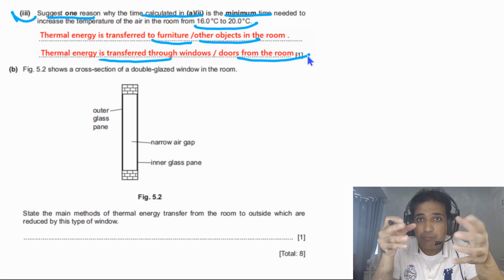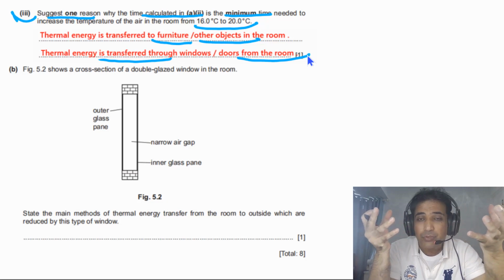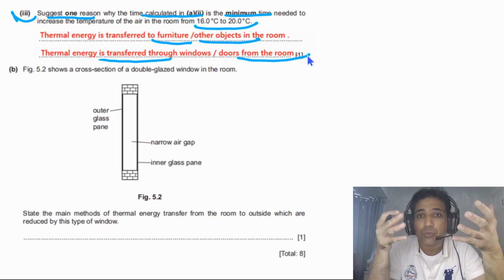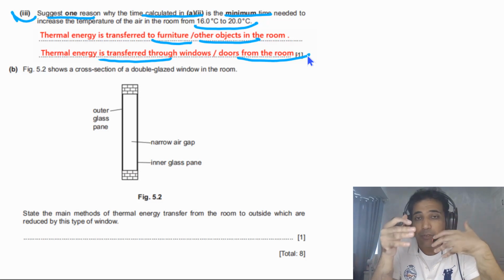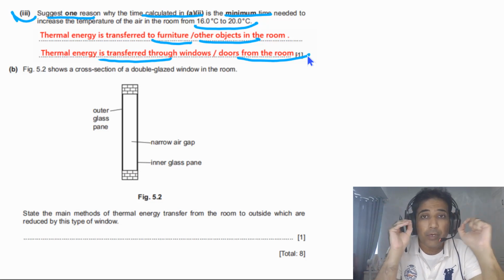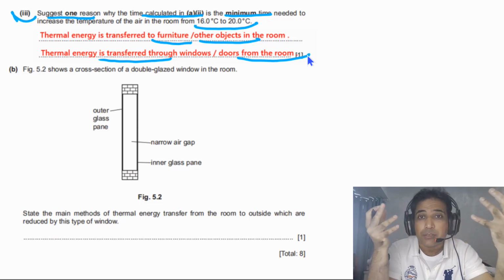When we heat up air, energy is not only used to increase the temperature of the air in the room, energy is used to increase temperature of the furniture. Energy is also used to increase temperature of the curtains, also used to increase temperature of the walls, temperature of the ceiling, and also some thermal energy has been lost through windows and doors. So these things we need to understand. Very nice. Not just to memorize and write the answer, try to imagine, visualize these things.